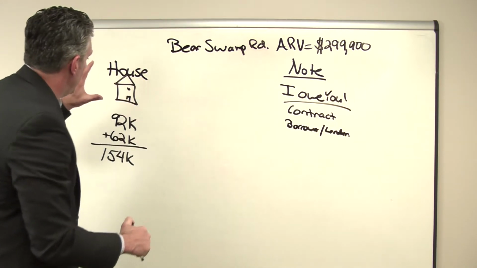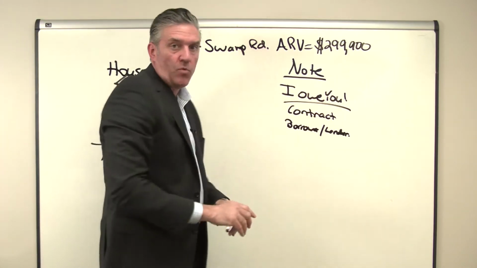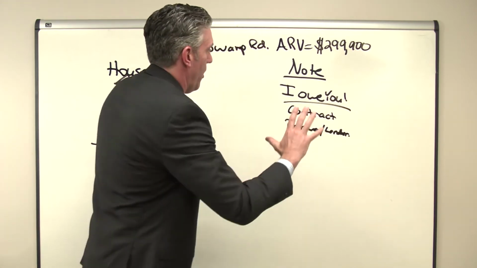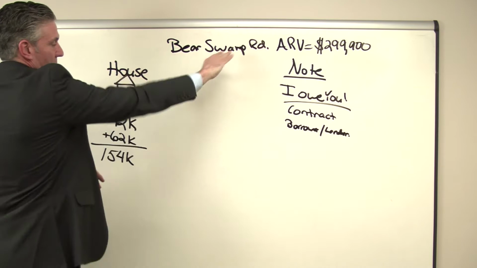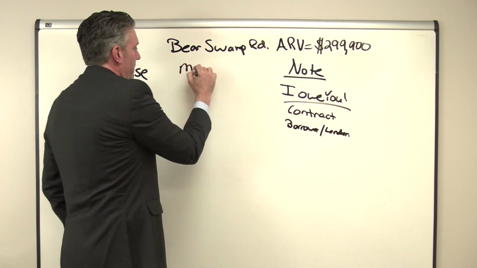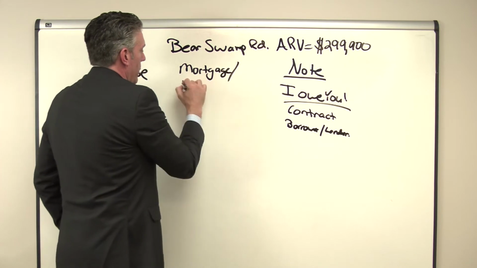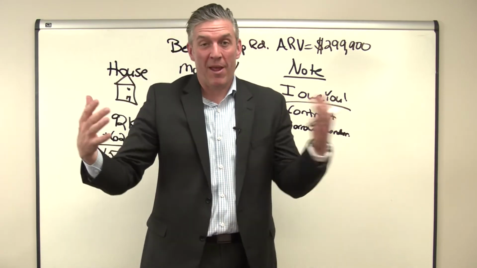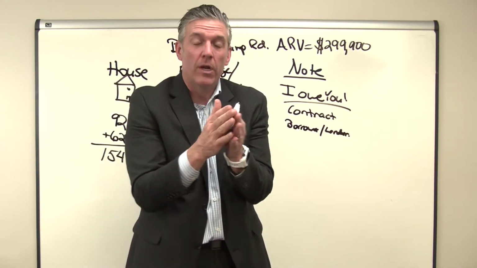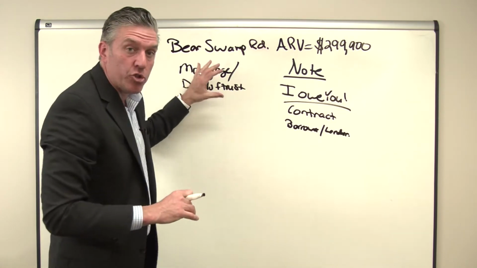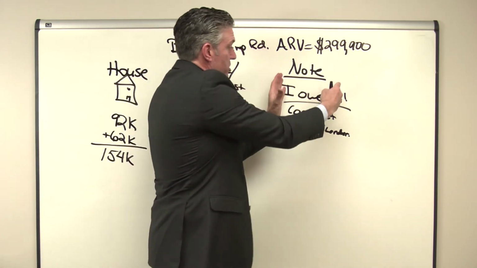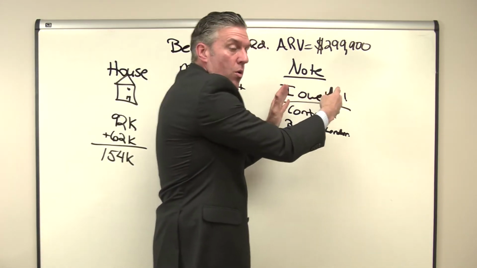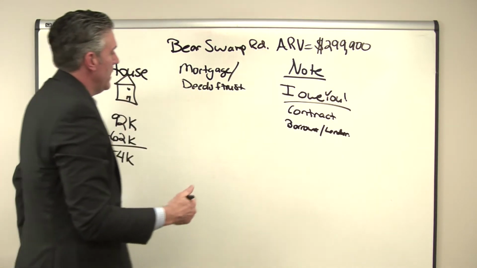Now, how do we connect the house to the note? If I have a house in my left hand and a note in my right hand, how do I slap them together to make sure that people know that the note is connected to this house on Bear Swamp? Well, depending on which state you live in, that's either a mortgage or a deed of trust. So I slap them together. The mortgage is a security instrument that gets recorded, basically saying this money is owed on this property, and this house is the security. So this gets recorded.